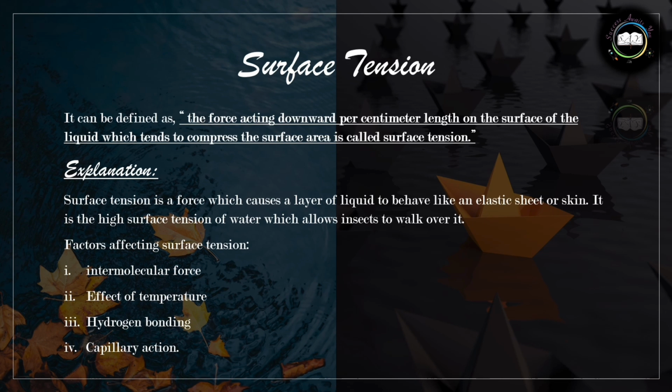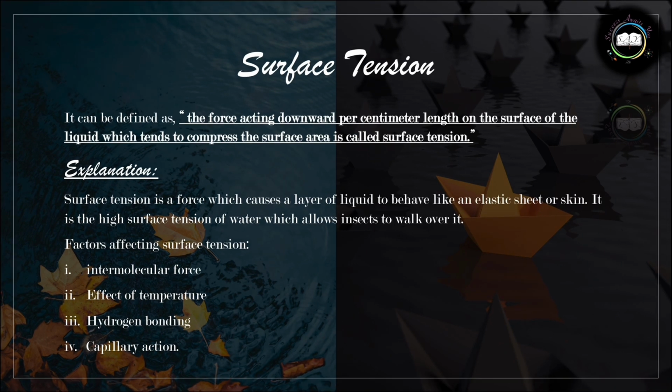Factors affecting surface tension are: Number 1. Intermolecular forces. That is, the greater the force of attraction, the greater is surface tension. Number 2. Effect of temperature. By increasing the temperature, the force of attraction decreases, which results in the decreasing of surface tension. Number 3. The effect of hydrogen bonding. It points to the presence of hydrogen bonds between molecules, such as water has high surface tension due to the presence of hydrogen bonds in its molecules.